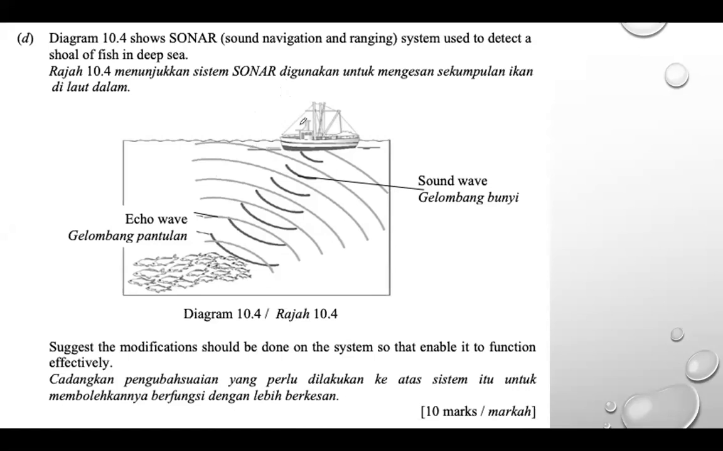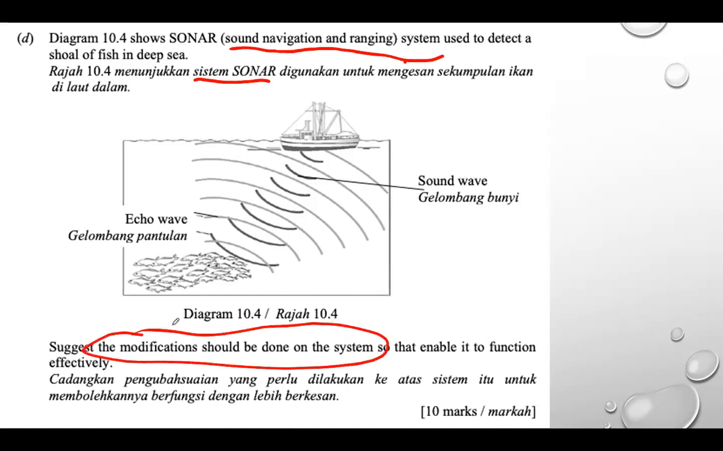Okay, but I want to say this. This ship already has a sonar system on it. It already has a ranging system. Okay, used to that. It already has it. You're supposed to modify the system. This is the question that they ask.